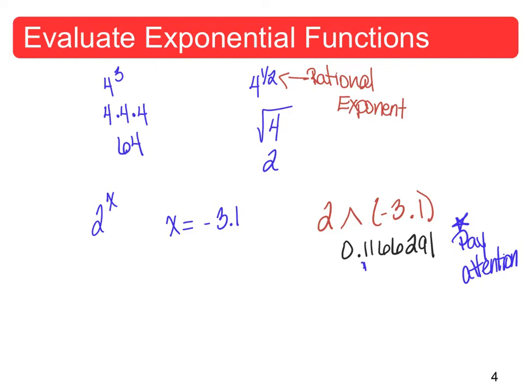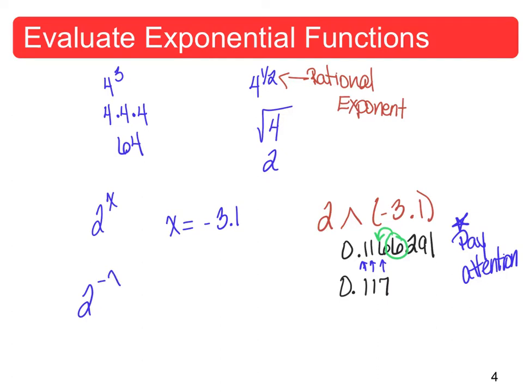So this is the 10th place, this is the 100th place, and this is the 1000th place. So we're going to round this to 3 decimal places. I am going to go to the 4th number. If that number is 5 or greater, it tells this number to go up. So when I round this, I am going to have 0.117. If you need to pause this and go back and do that again, I want you to do that.